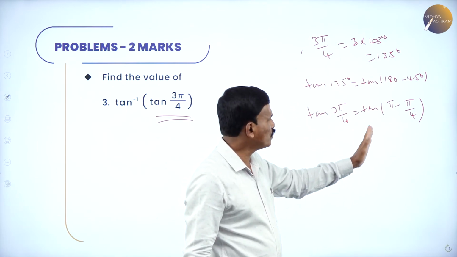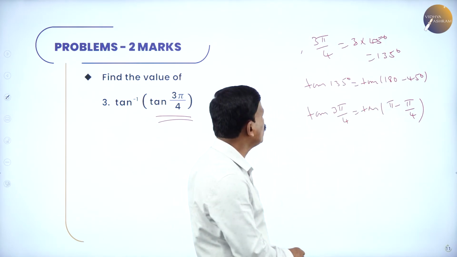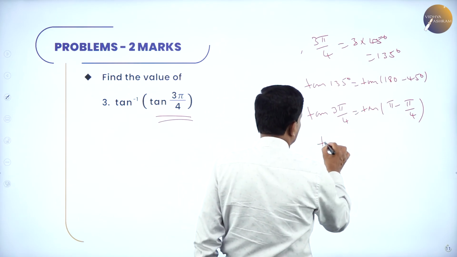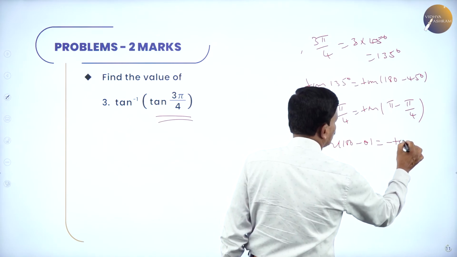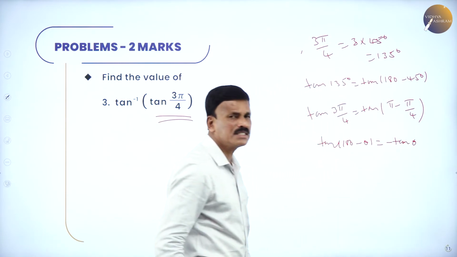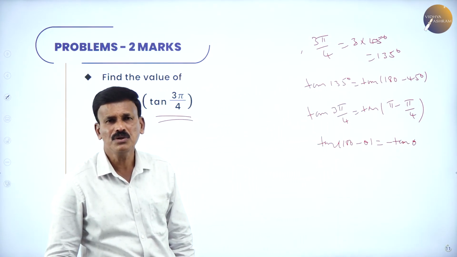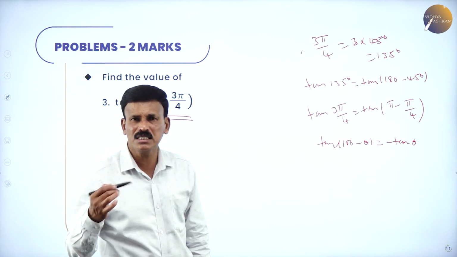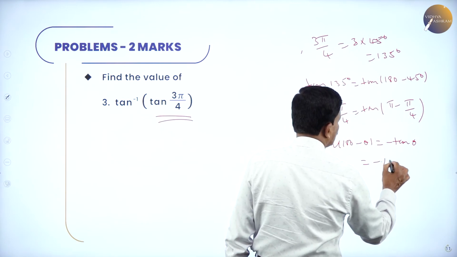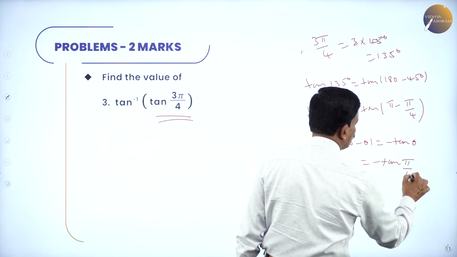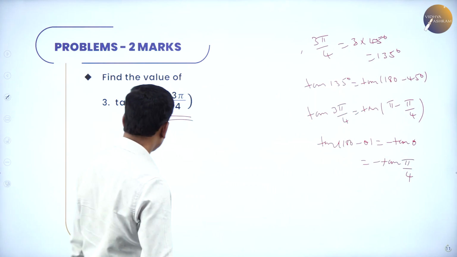Tan 3 pi by 4 can be written as tan of pi minus pi by 4. What is the value of tan 180 minus theta? Since 180 minus theta comes in the second quadrant, tan is negative. Tan 180 minus theta is minus tan theta. So this can be written as minus tan pi by 4, which is minus tan 45 degrees.